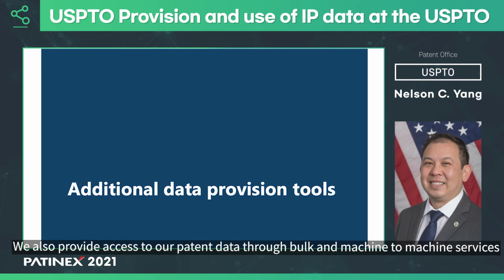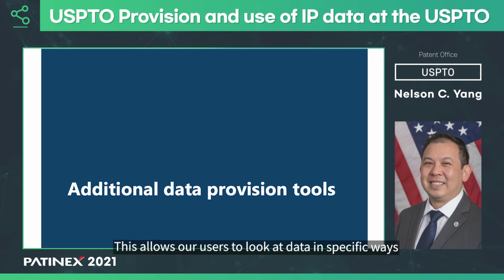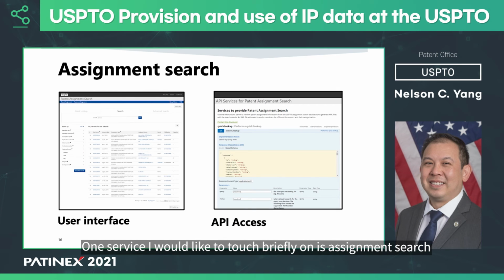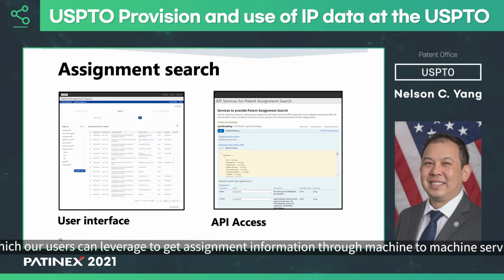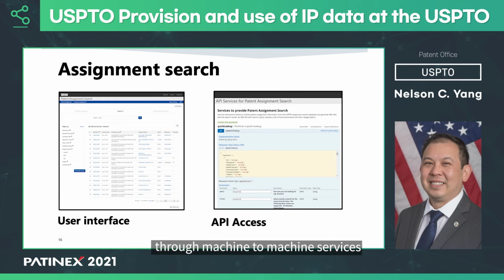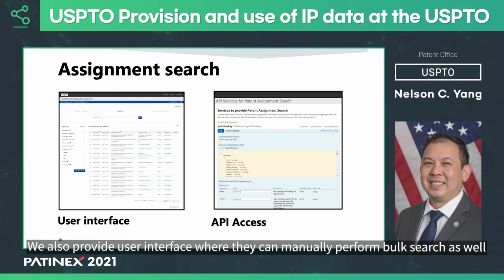We also provide access to patent data through bulk and machine-to-machine services. This allows our users to look at data in specific ways that may be relevant to their needs, or to be able to perform analysis on our data sets that may be specific to things that they are looking for. One service I would like to touch briefly on is assignment search, where we have application programming interfaces, or APIs, which our users can leverage to get assignment information through machine-to-machine services. We also provide user interfaces where they can manually perform bulk searches as well.